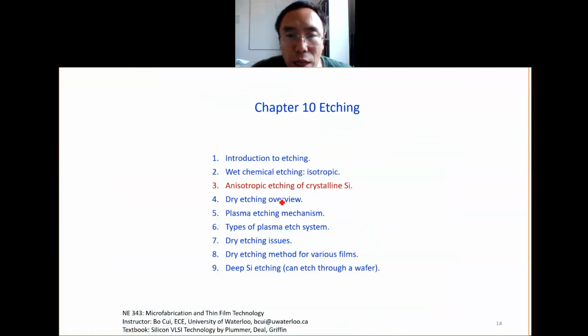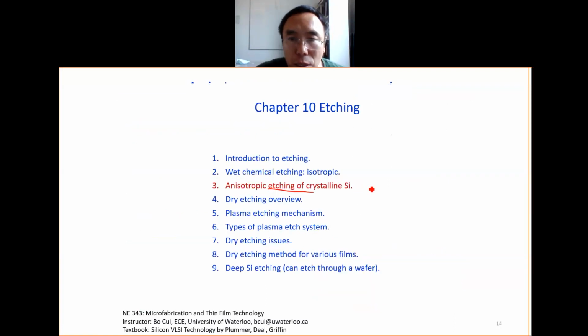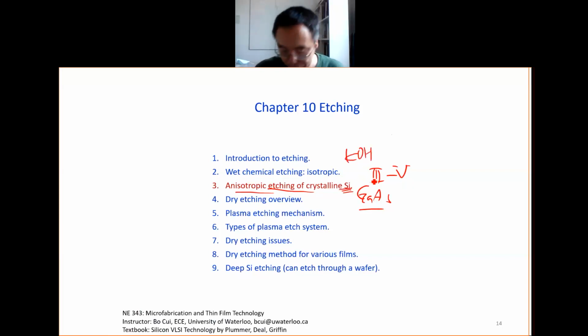So now we look at anisotropic etching of silicon. Other materials like gallium arsenide, those group 3-5 semiconductors, can also be etched anisotropically by KOH. But here we only talk about the etching of silicon.